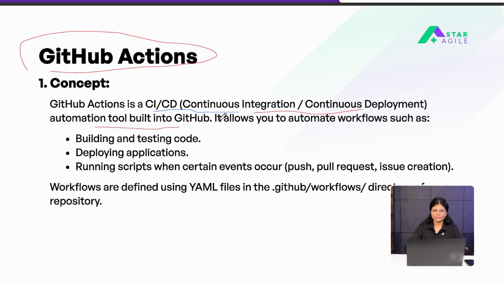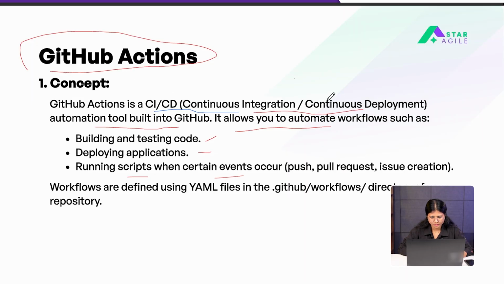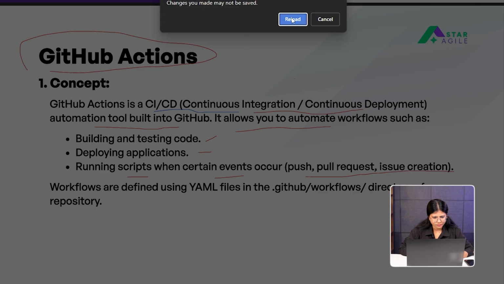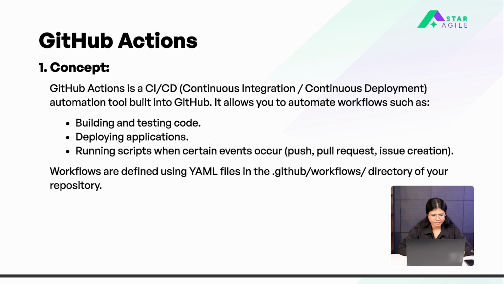It is for automation. It allows you to automate your workflow, such as building and testing code, deploying applications, and running scripts when certain events occur, like push, pull request, issue creation, and many more things. Let me refresh this. Like this you can see many more options here in GitHub. Let's understand how it goes.